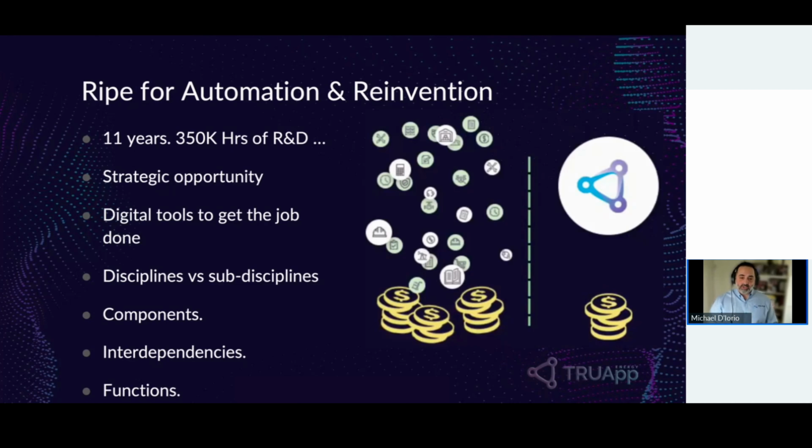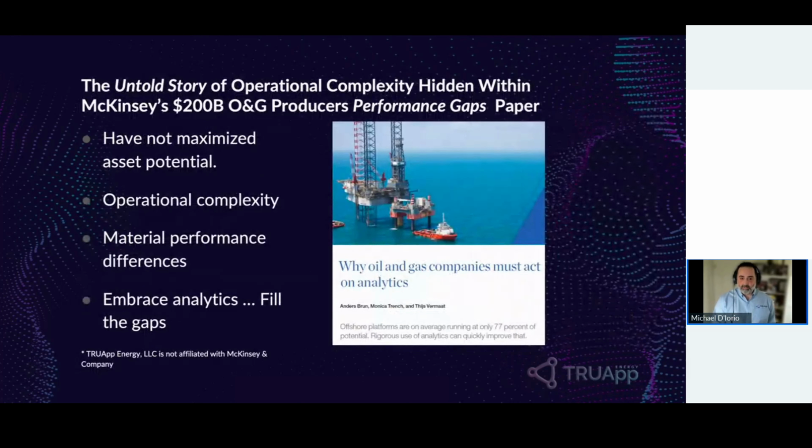Next. So this references the McKinsey report. And yet, the hard truth here is that most operators have not maximized the production potential of their assets. And the source of the oil and gas performance gap that they're referring to is the operational complexity of production and processing facilities, which is what we work with. And the control systems, the tools, and the trainings are falling short. This is what they said back in 2017.